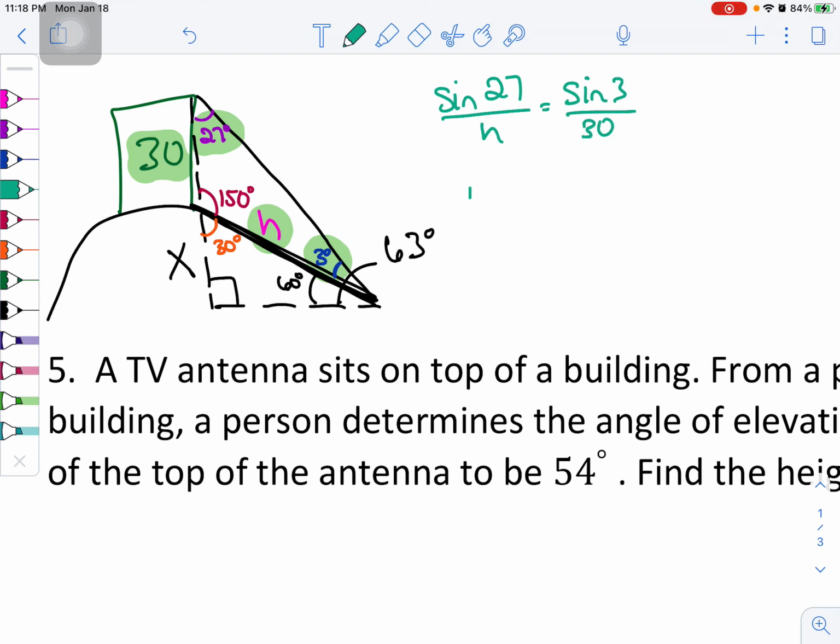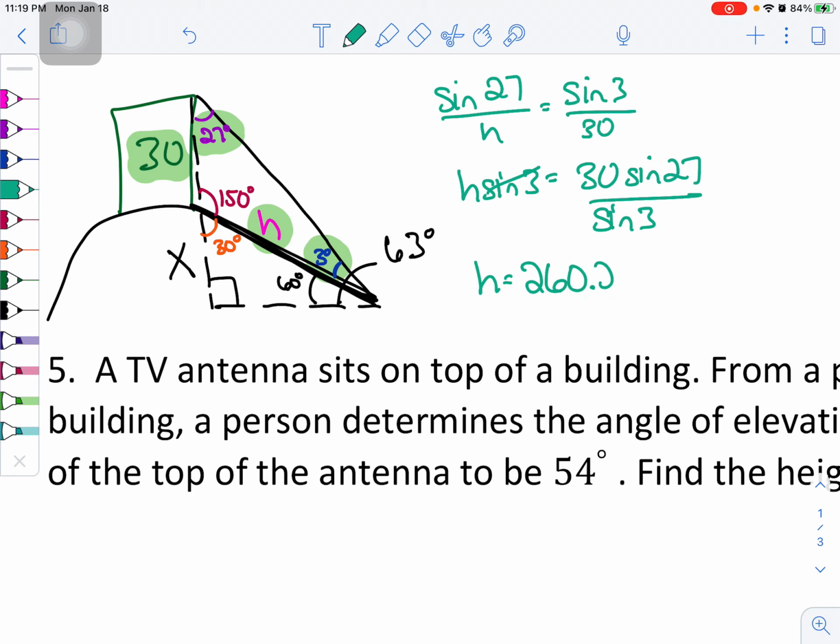So H sine 3 equals 30 sine 27. Go ahead and divide both sides by sine 3. I'm just going to use the calculator that's sitting next to me on my desk. Always make sure that you are in degree mode for these problems. So H is 260.23 and some more stuff.